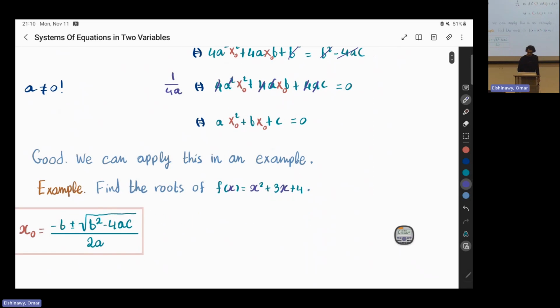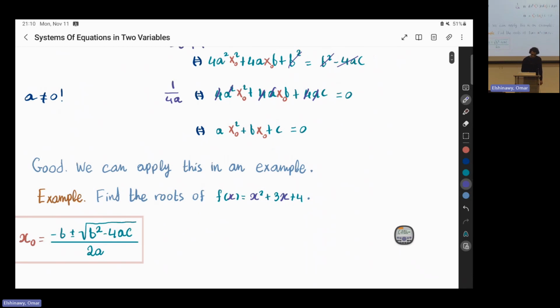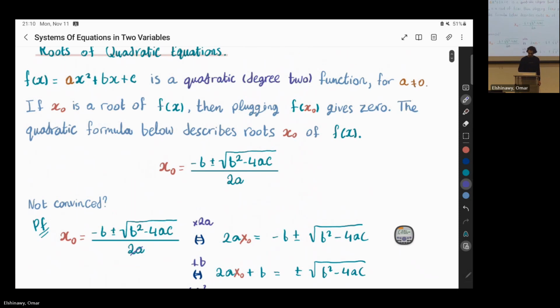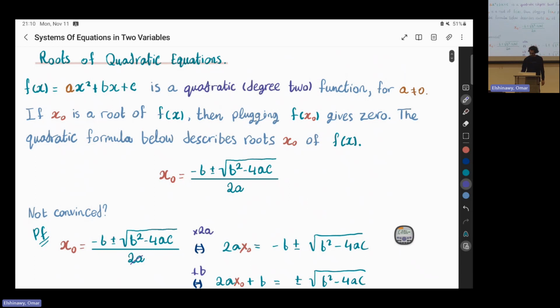I think that's nice. And the only reason why this works is because a is not equal to 0. If we divide by 0, then it's a problem. We need to be careful. Which is why when we write this down, we say that a is not equal to 0.